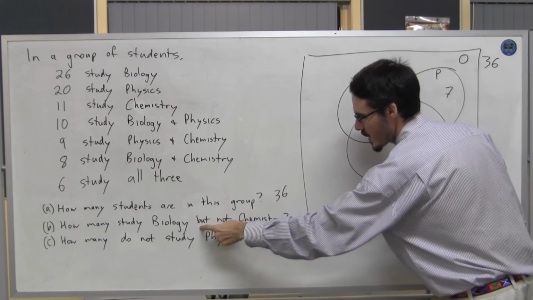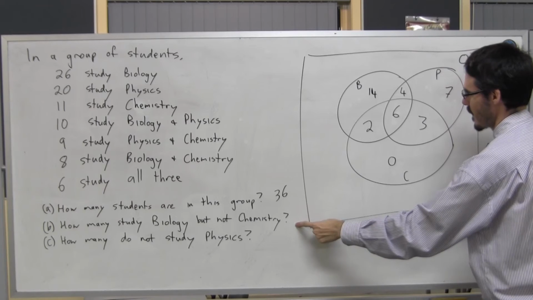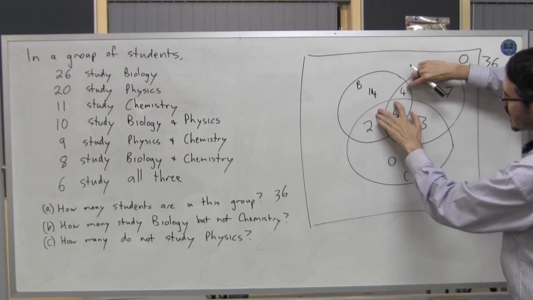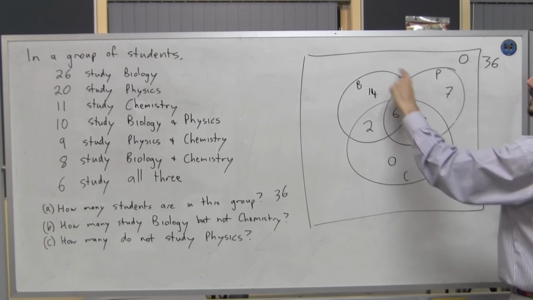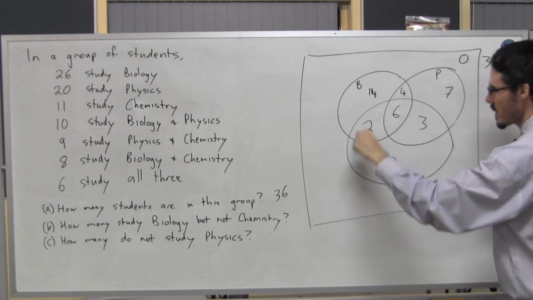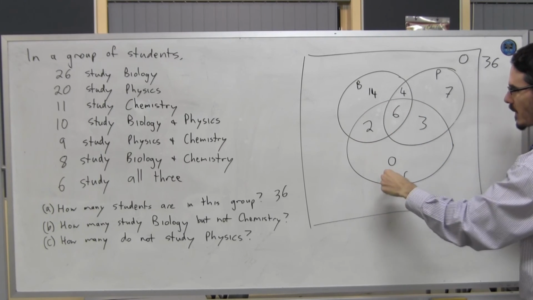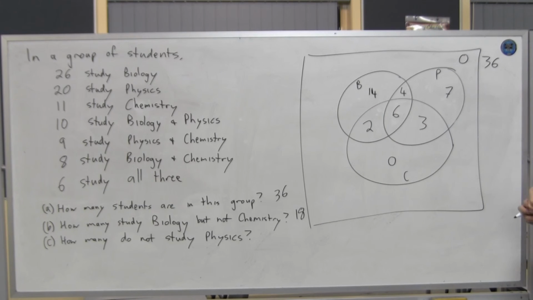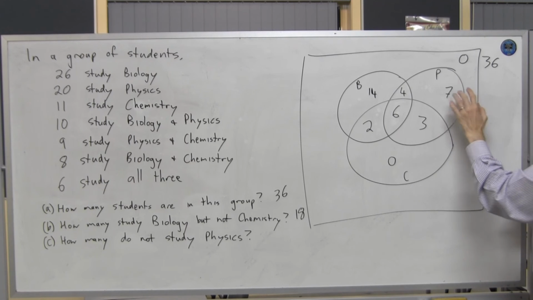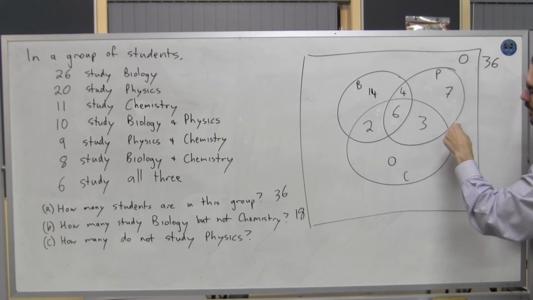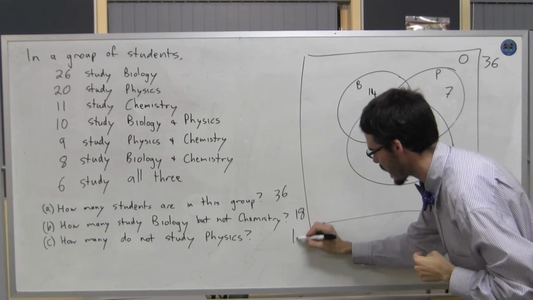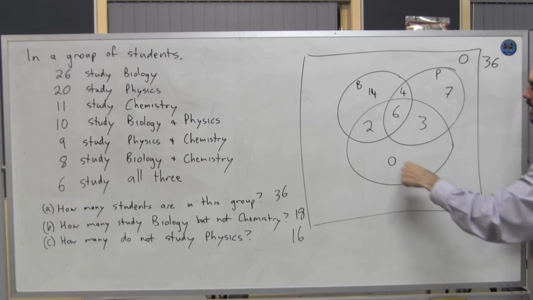How many study biology but not chemistry? Well, this is the chemistry circle. So there are 14 plus 4, 18 who study biology but do not study chemistry. 18 students. How many do not study physics? Well, this is the physics circle, so there are 14 plus 2 plus 0, or 16 students outside the physics circle.